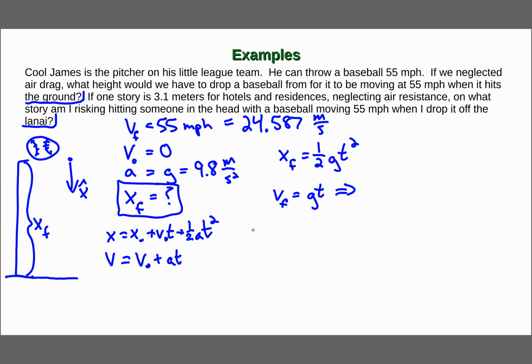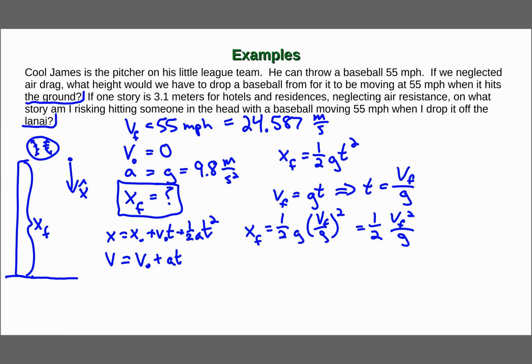And this one tells me that t equals V final over g. So then X final equals 1/2 g, and then I replace t with this V F over g, squared. And then I have 1/2 V F squared over g. So X final equals V F squared over 2g.